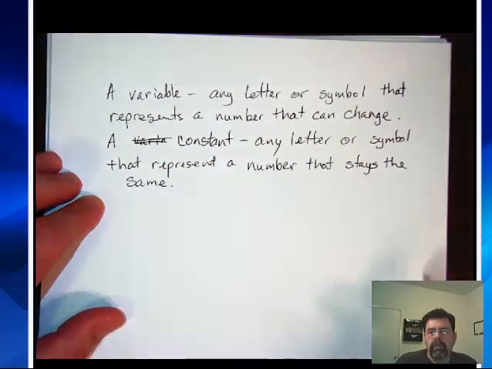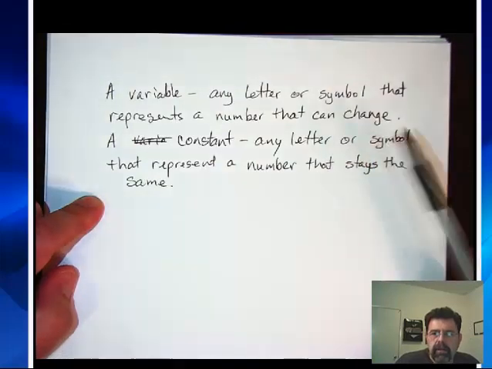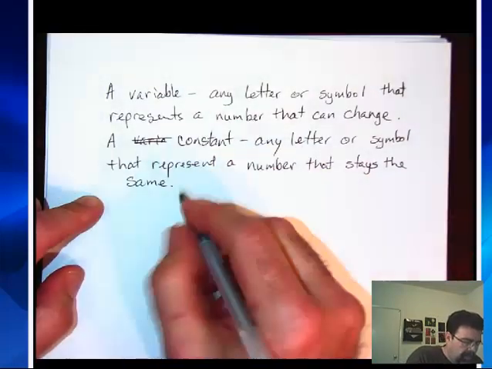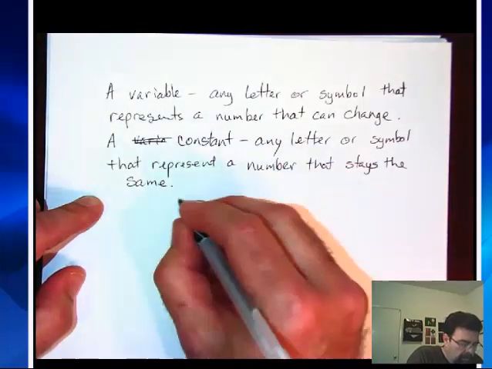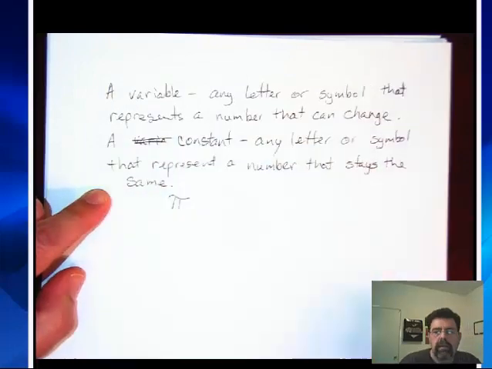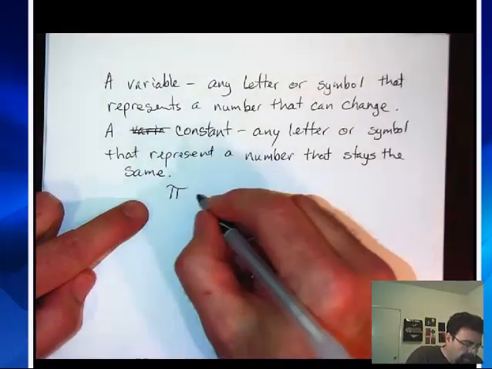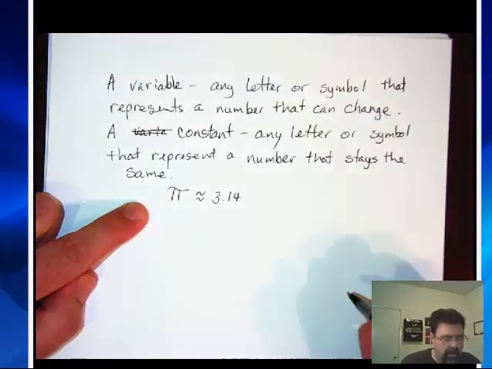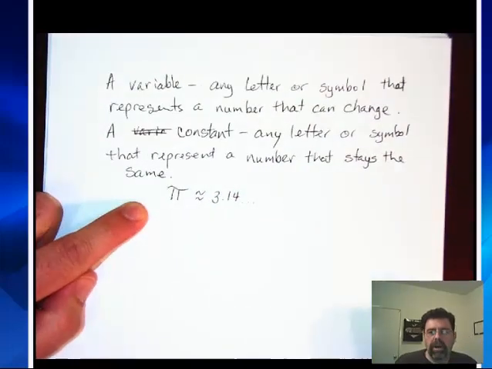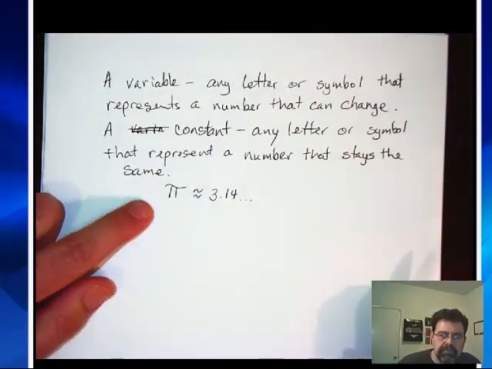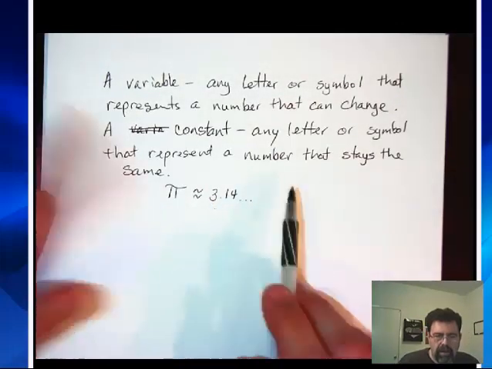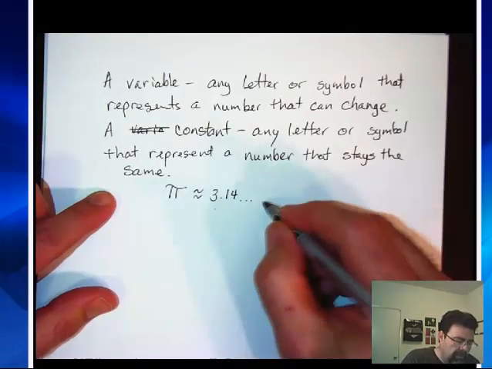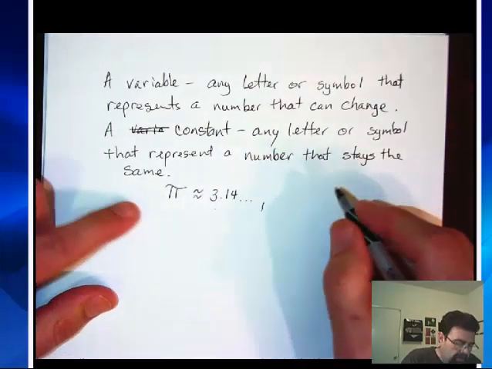Okay, so variables, again, any letter or symbol for a number that can change, a constant doesn't change. Some examples of constants that you're probably familiar with is pi. A lot of times we'll write pi, and what that represents is the number 3.14159 something something forever and ever, and this is just an approximation. Once you stop writing, then it's approximate. So pi is the exact number. It's actually an irrational number, which we'll talk about in a little bit.